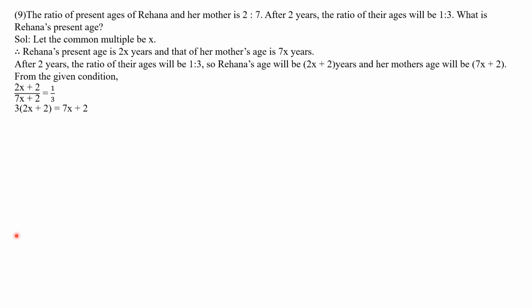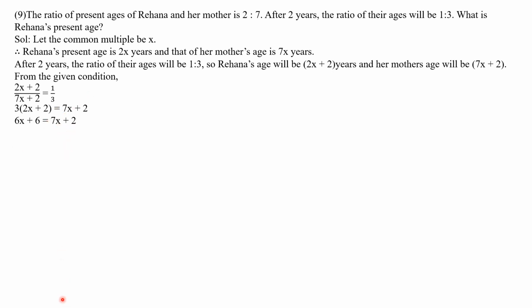So you'll write, 3 will get cross multiplied to this whole term. So 3 into 2x plus 2 equal to 1 multiplied with the term, so 7x plus 2. Now we'll open this bracket. We'll multiply 3 2s are 6, so 6x plus 3 2s are 6, equal to 7x plus 2 as it is.